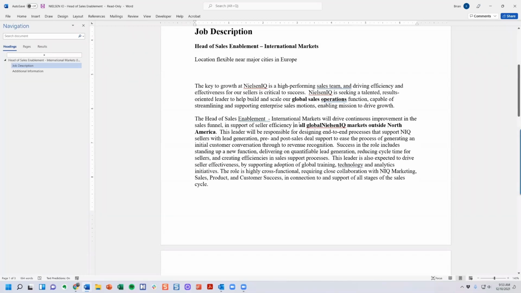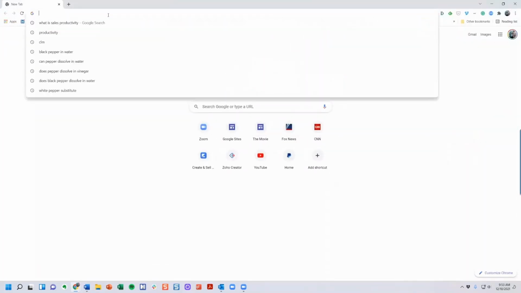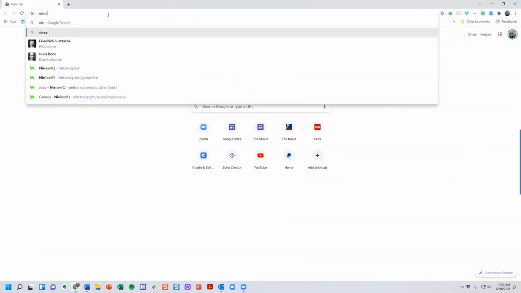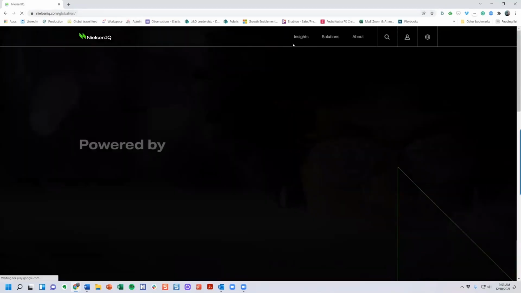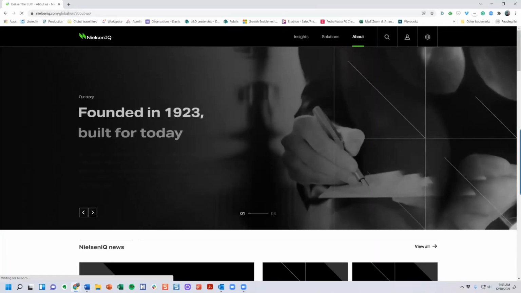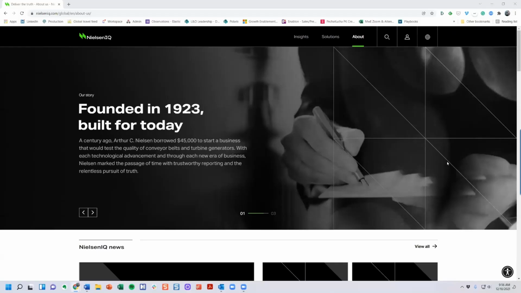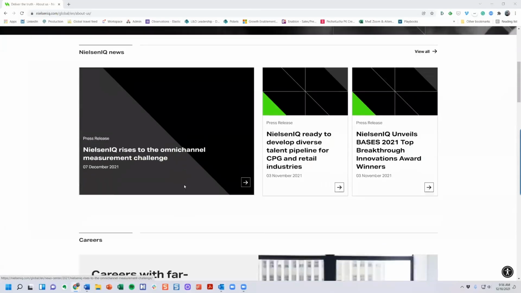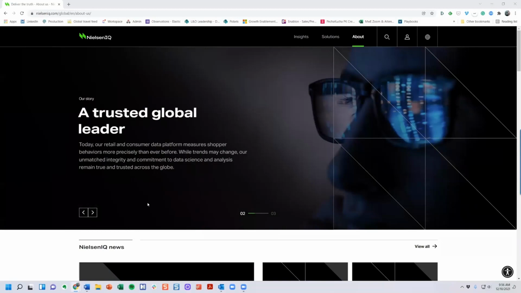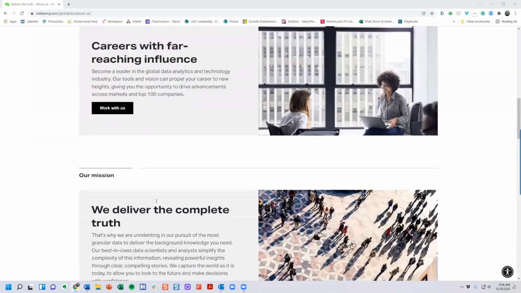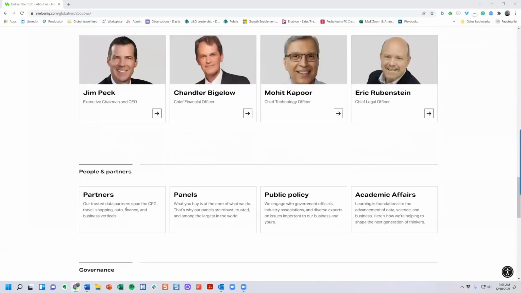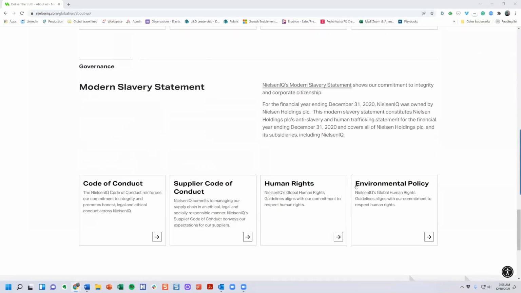This will be also for all global markets outside of North America. Let's go back to their website. All global markets. What does that mean? Outside of North America. Well, usually we can figure out how they're thinking about their markets in a very simple way. We go to the About page. We can go to the About Us page. Usually, let's see if I can find it. If I scroll down to partners, code of conduct.